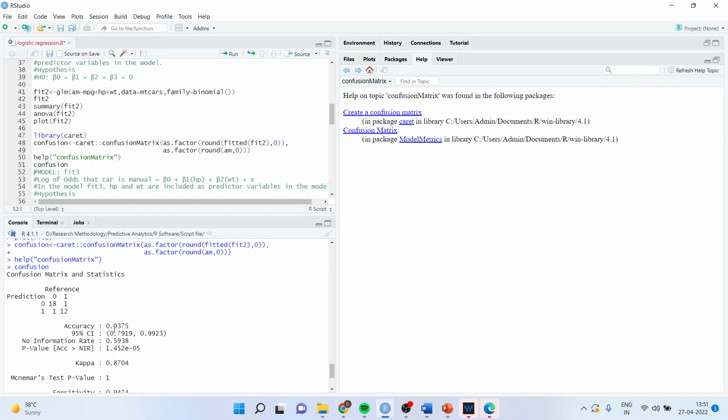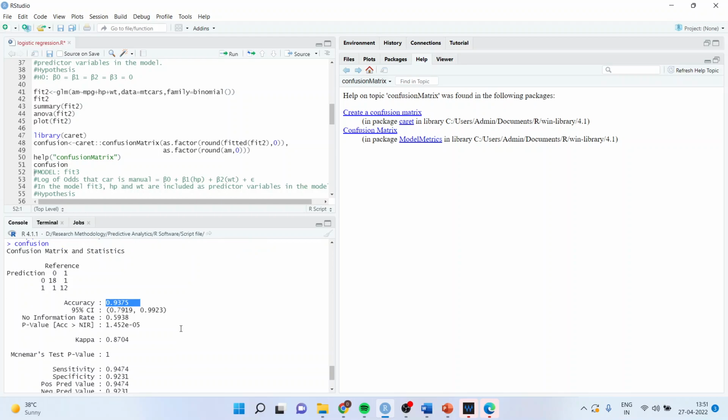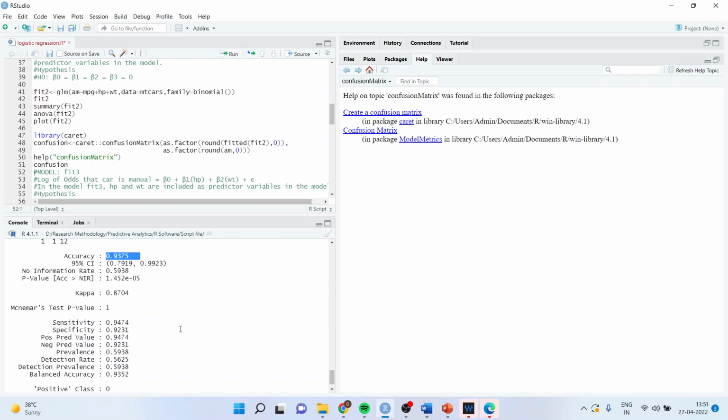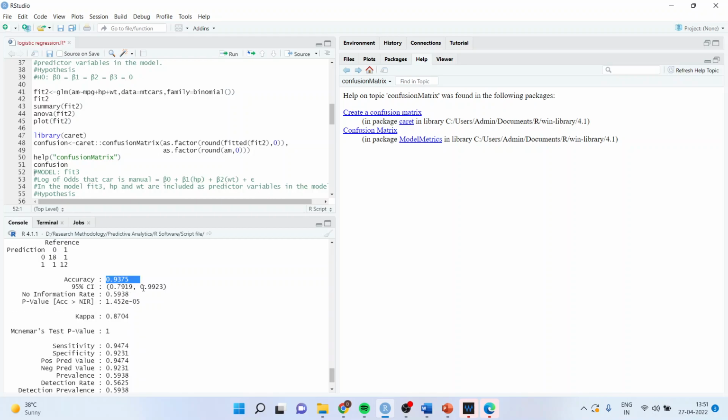Another thing which we have to see is the accuracy which we got. So 18 plus 12 divided by 32 is 93 percent, so 93 percent of cases were accurately classified. When we talk about machine learning, I'll talk at length about sensitivity, specificity, predicted value, prevalence and all that. But at present, you only have to focus on accuracy.